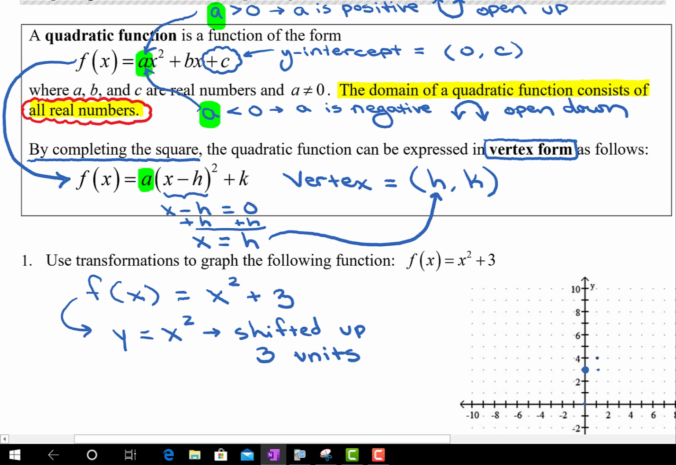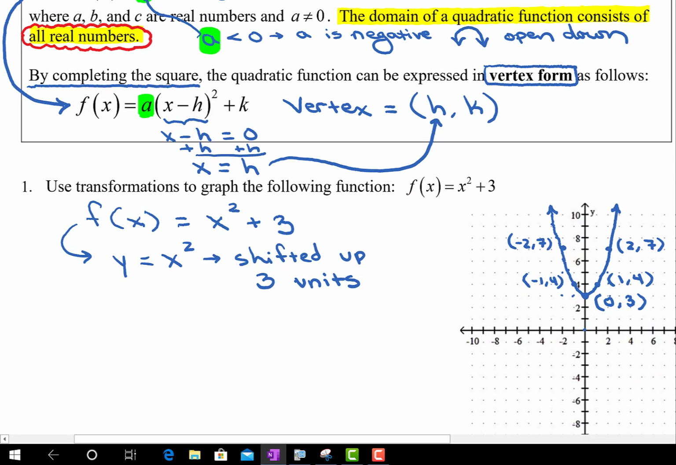So I'm going to plot the vertex of our parent function up 3 units, which will land us right at (0, 3). And then over 1, up 1 to each side, over 2, up 4 to each side, to the left and to the right. That's the pattern I told you guys to memorize for that basic function. Then we can connect our points, and there is our graph. That looks good, so let's label the ordered pairs. That's (0, 3) for the vertex, (1, 4), and on the opposite side (-1, 4), and then we've got (2, 7) and (-2, 7).